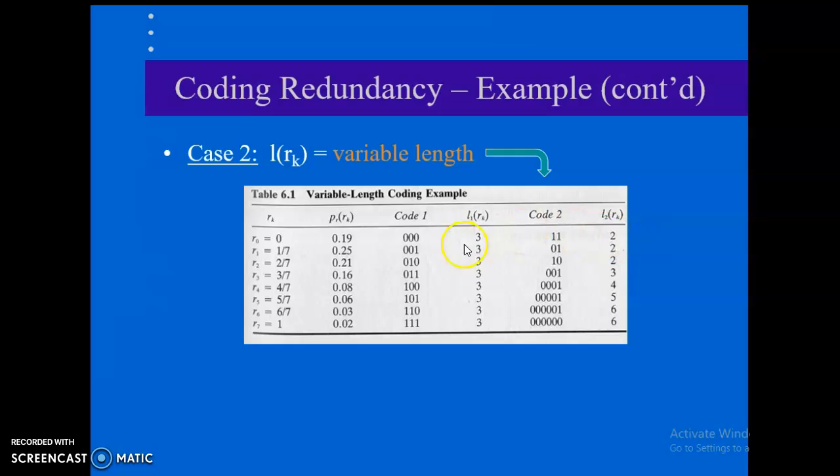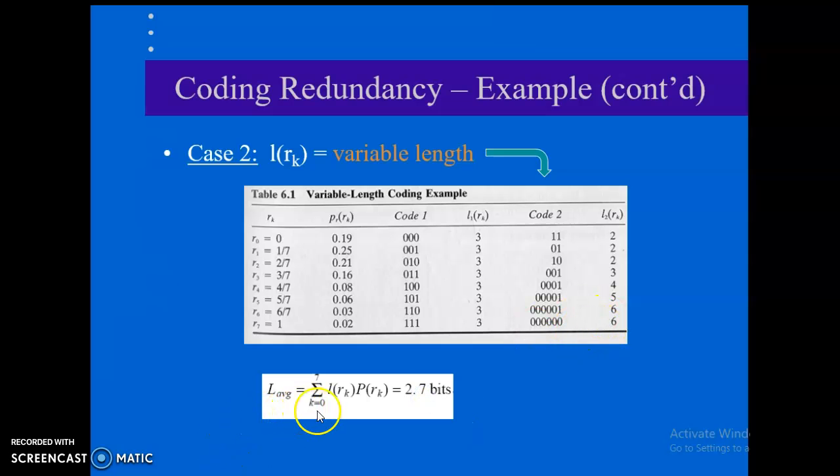Like this up to r_6 and 1, with r_k being 1 by 7, 2 by 7, 3 by 7, 4 by 7, 5 by 7, 6 by 7, 1, and p_r of r_k from 0.19 to 0.02. Code 1 is the same as the last slide, 000, 111 and so on, and l1 of r_k is all 3. In code 2 the codes are 11, 01, 10, 001, and so on, and l2 of r_k is 2 for the first few, then 3, 4, 5, and then 6.